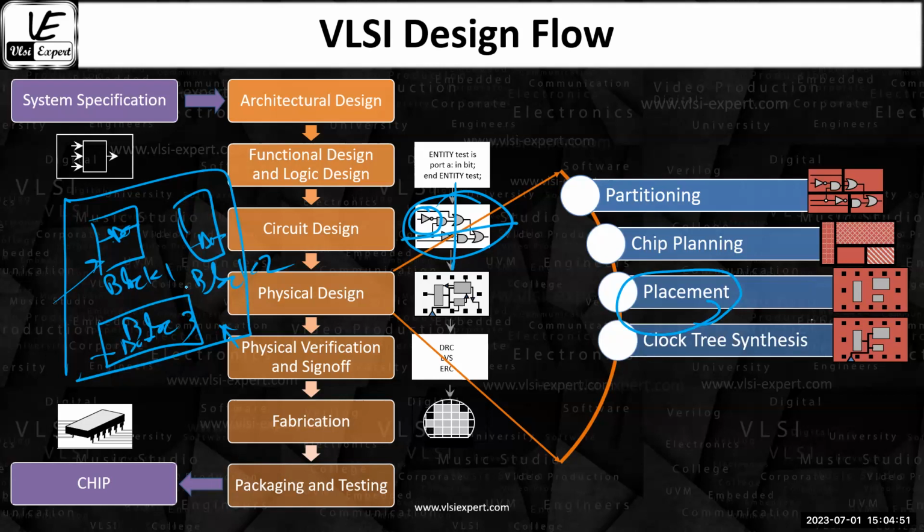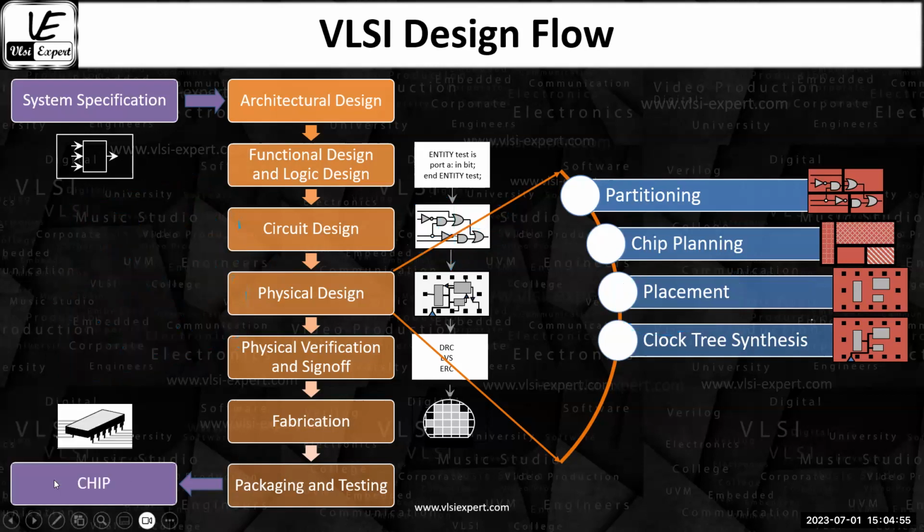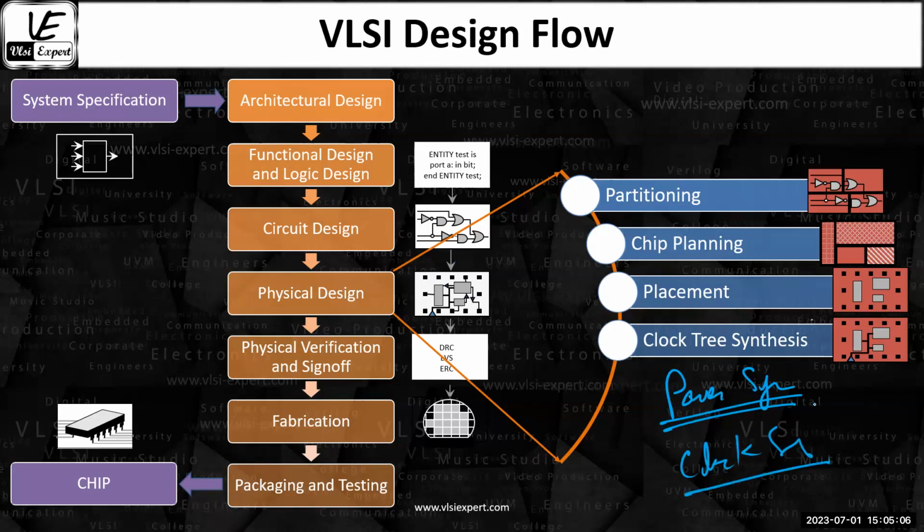Now, before we understand clock tree synthesis, always remember there are 3 types of signals. One is a power signal. Another is a clock signal. Third is your information signal, or we usually say the data signal. So power, VDD, VSS, this is constant. So we usually plan it at the chip planning stage.